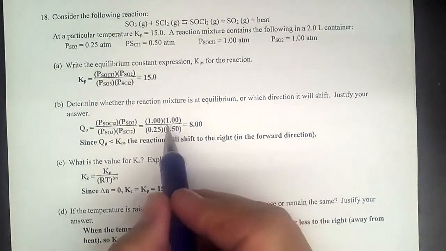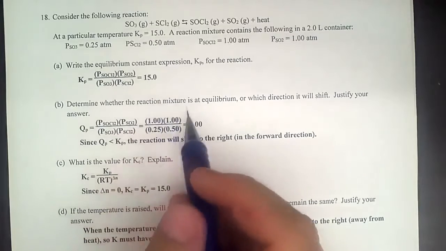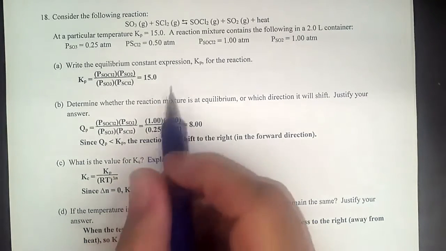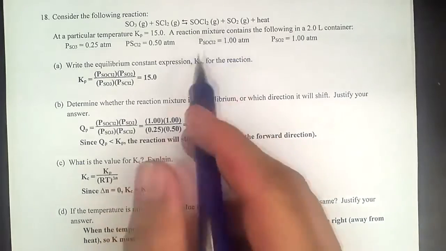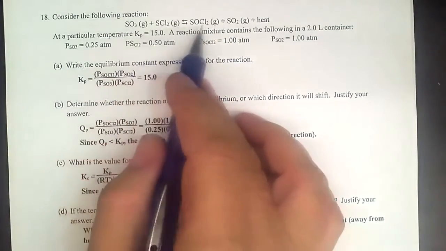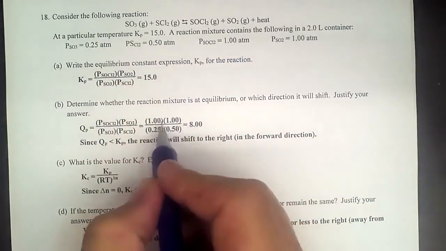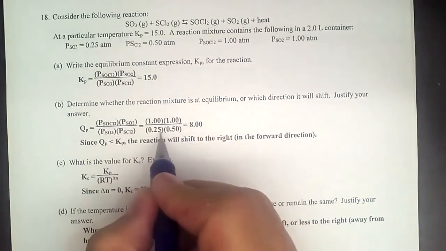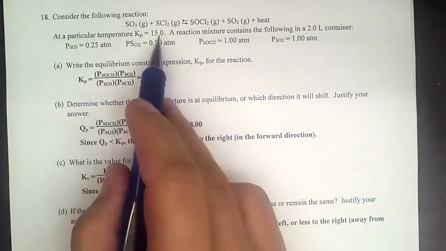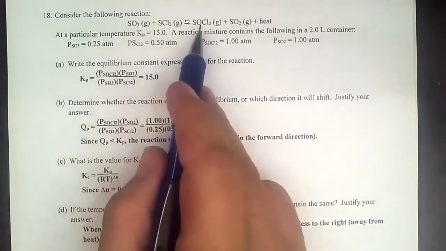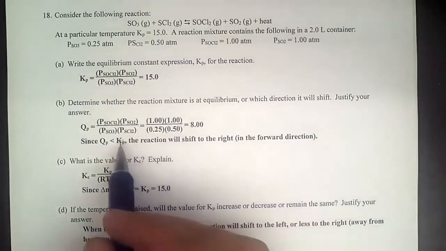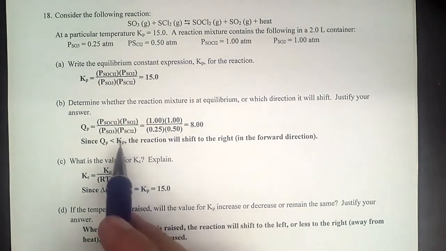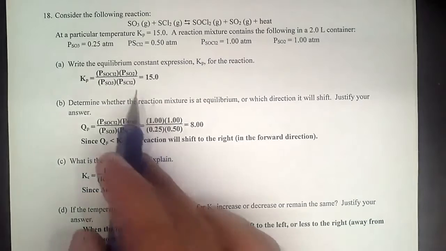And we get 8, which is clearly not as big as 15, which means that the numerator in our fraction is not big enough, which means the products are not big enough pressures. So this reaction will proceed to the right until such a time as the numerator, to the powers of the number in front, the first power, and so forth, divided by the denominator equals 15. So this is going to shift to the right until such time as Q equals K. What's the value for Kc? Because of course this was Kp, that was Qp, and that's Kp.